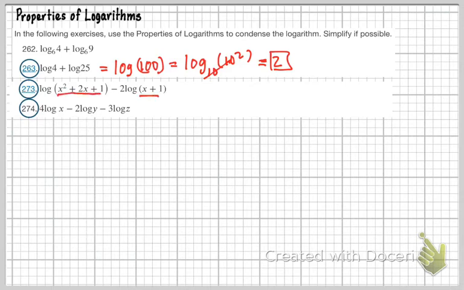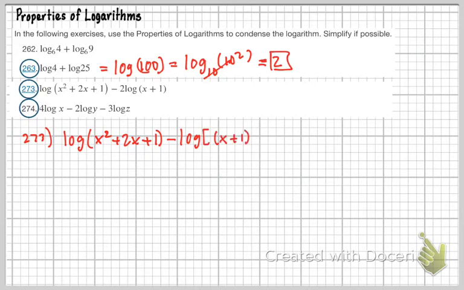This one here, we have these algebraic expressions, and I also have a coefficient in front of my log. So what I'm going to do here is use my power rule first. So I'm going to put that to the inside. And let's see how that works here. So I'm going to write 273 down here. So this is going to be log of x squared plus 2x plus 1 minus log base 10. And then in parentheses, I'm going to use a bracket first, and I'm going to go x plus 1, because it's got to square everything in there.